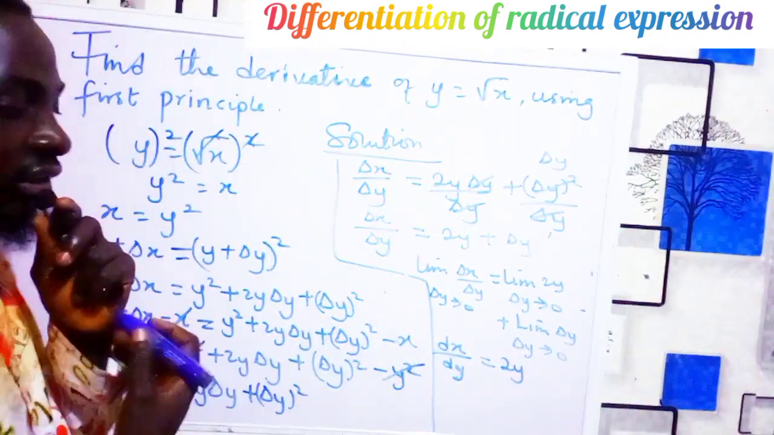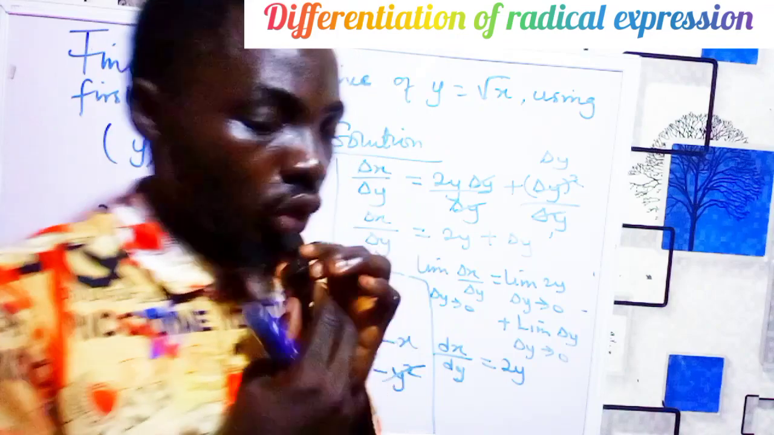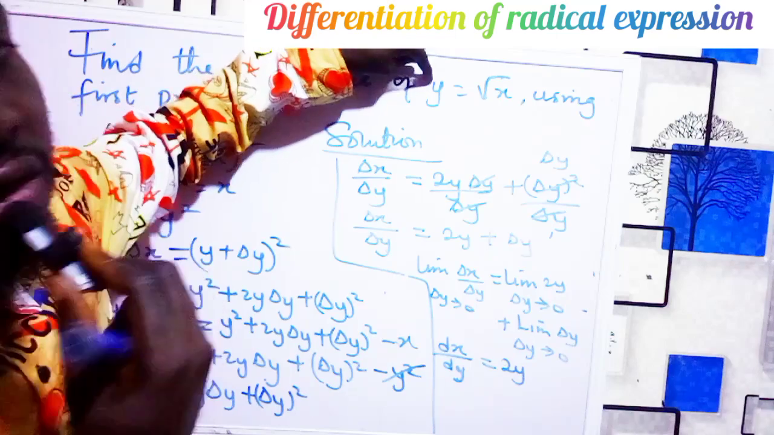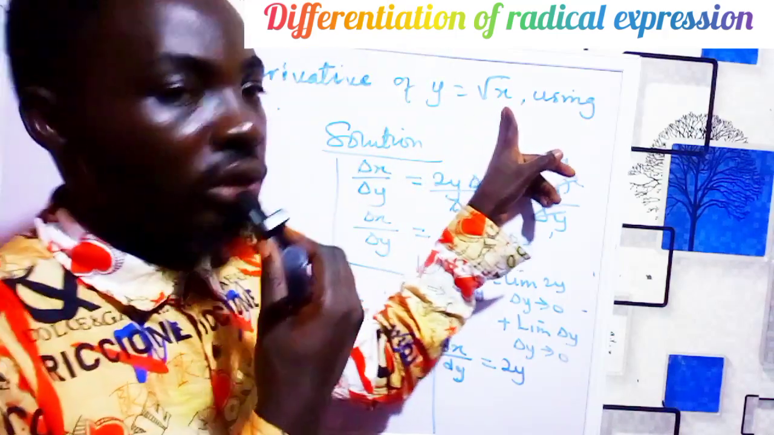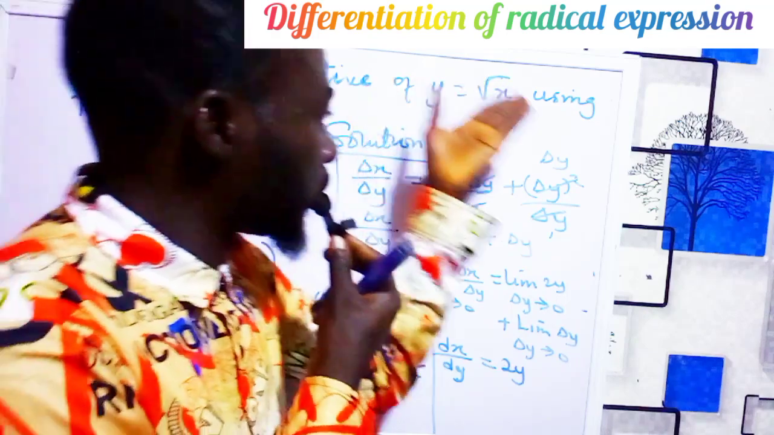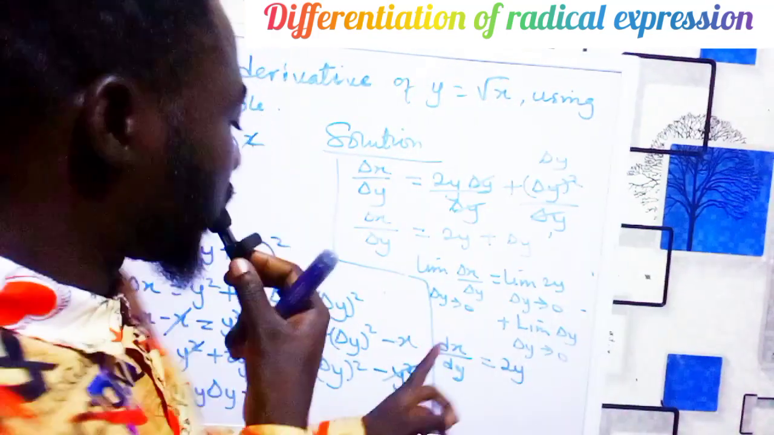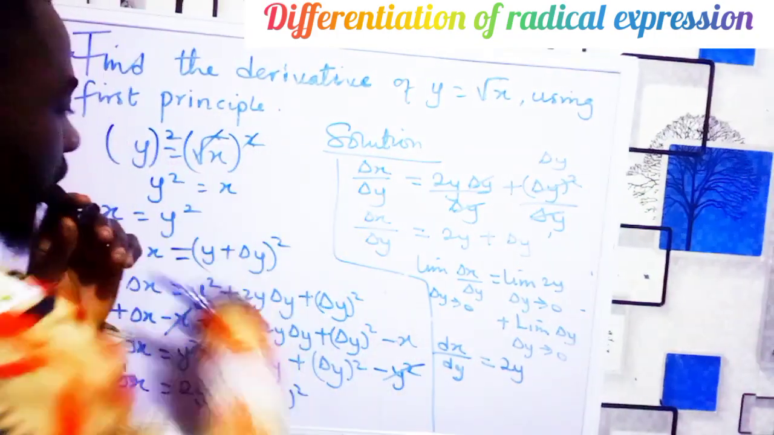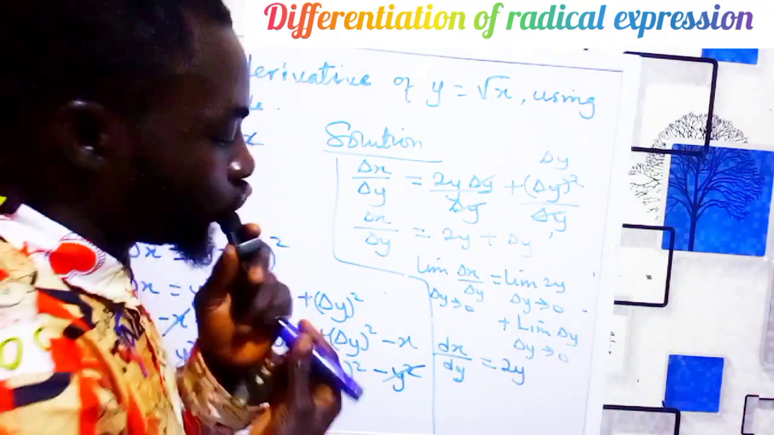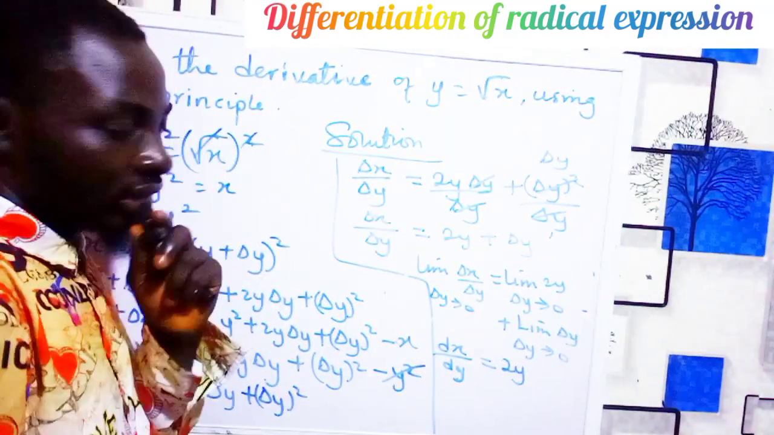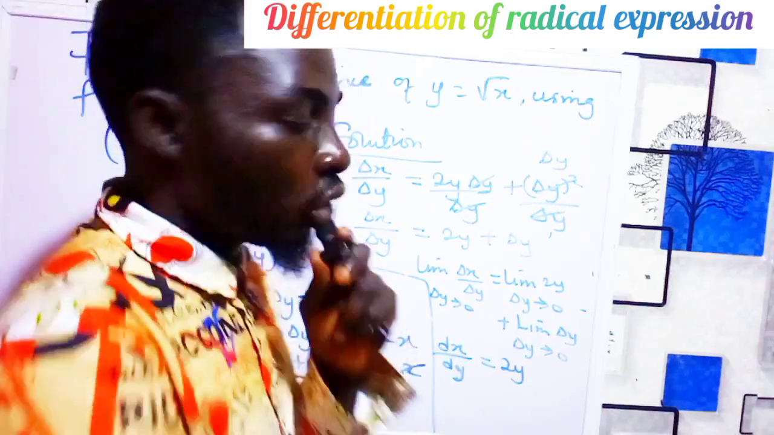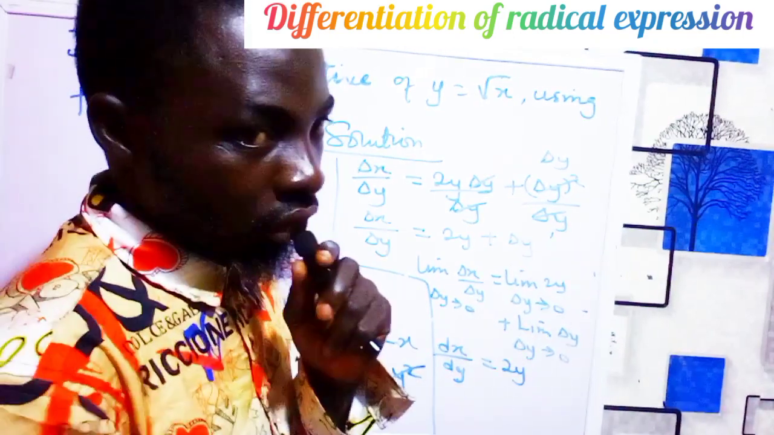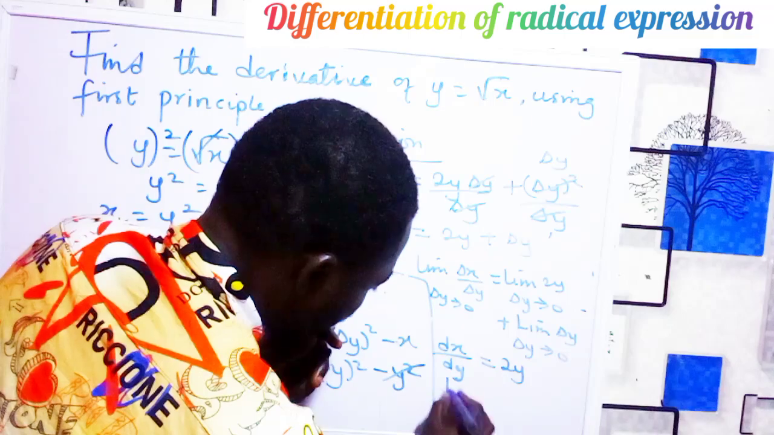So dx/dy equals 2y. And don't forget, in the question, what we have outside is y, and what we have inside is x. So you are supposed to have dy with respect to x, dy/dx, not dx/dy. Because we reversed the question at the beginning, that's why you have dx over dy. So what we are going to do now is to also know that dx/dy is the reciprocal of dy/dx. Likewise, dy/dx is the reciprocal of dx/dy.